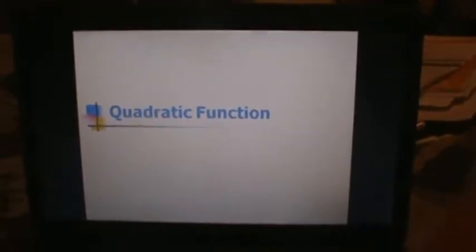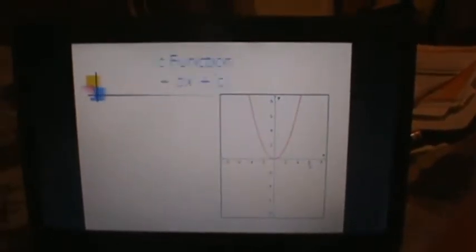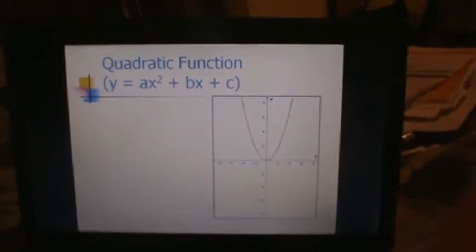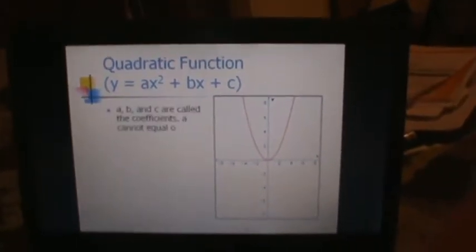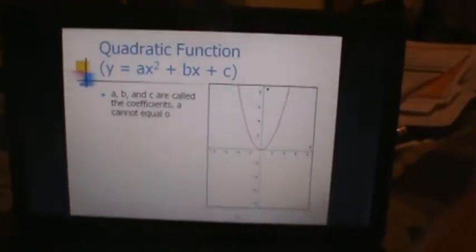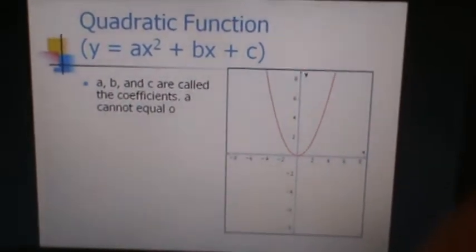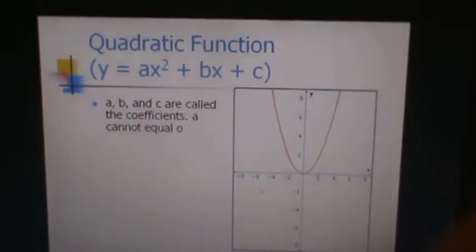Alright, this lesson is on quadratic functions. Remember that a quadratic function, the standard form is y equals ax squared plus bx plus c, where a, b, and c are called the coefficients, and a can never be equal to 0. Because if a was 0, then we wouldn't have an x squared term.